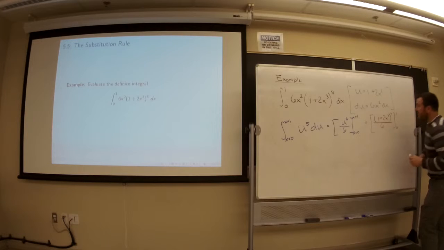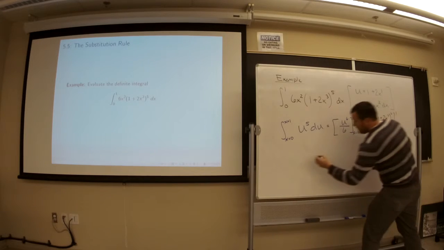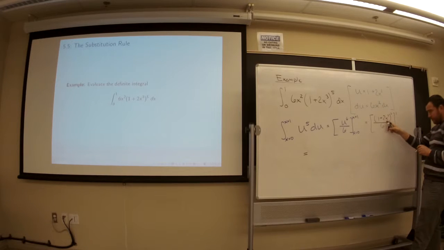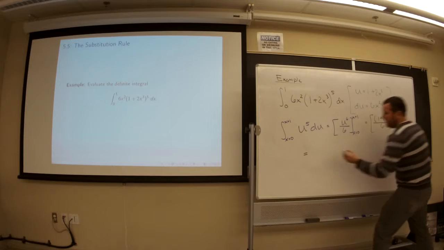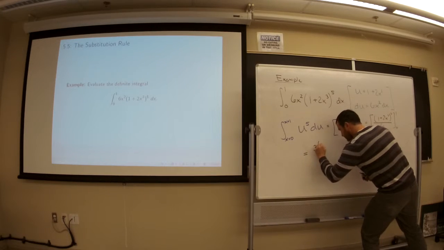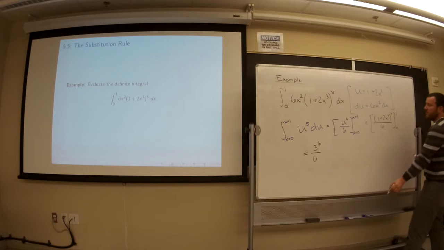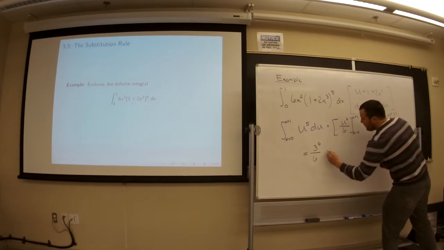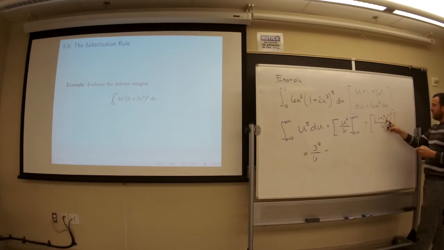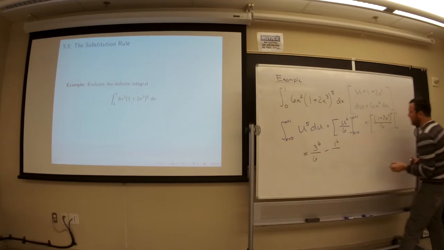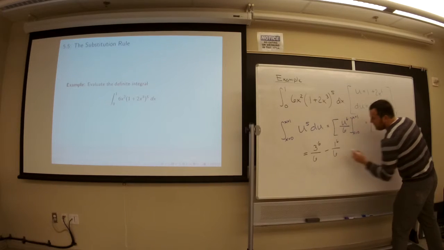Okay, so what we'll get is when we plug in 1, we'll get 1 plus 2, so 3, to the 6th over 6, and then minus plug in 0 for x, so 1 plus 0, so 1 to the 6th over 6.